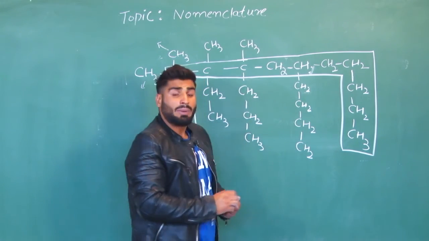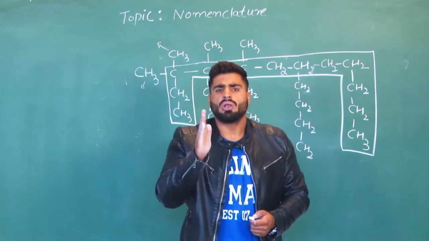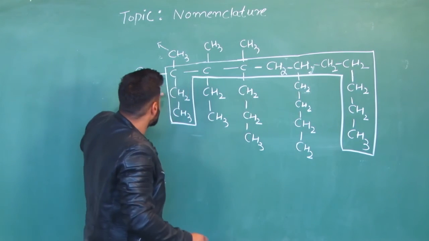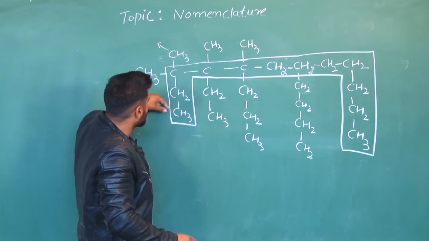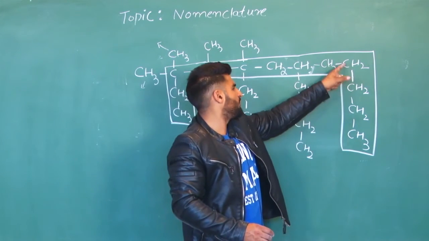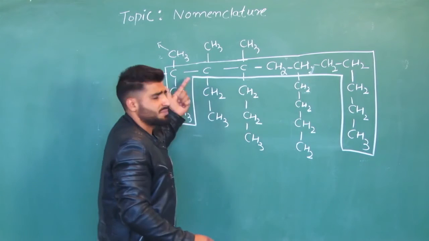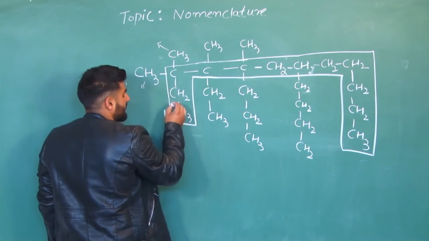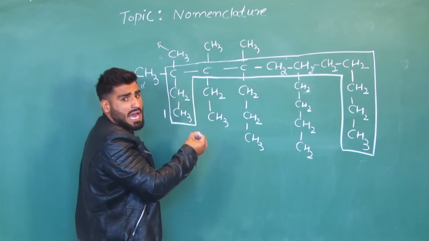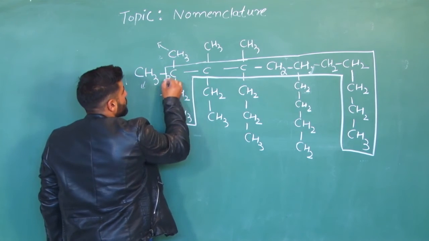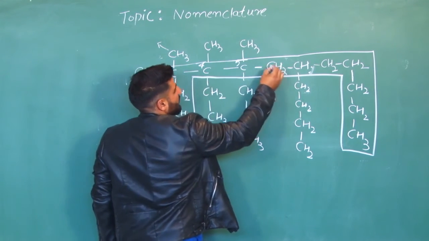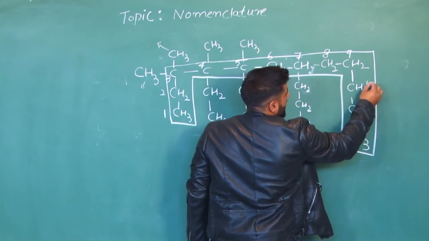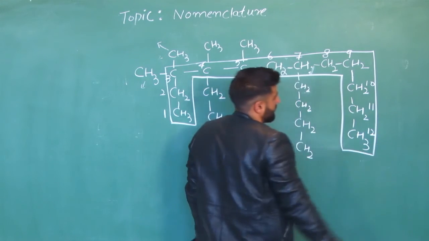Now I have to number this carbon chain. I will use the lowest set rule. But we have a very simple thing here. The substituent 1, 2, 3 is on carbon number 3, and counting 1, 2, 3, 4, 5, 6 from the other side. From here the substituent is nearer. So this will be the direction from which I have to number this carbon chain: 1, this is 2, 3, 4, this is 5, this is 6, 7, this is carbon 8, carbon 9, carbon 10, 11, and this is carbon 12.